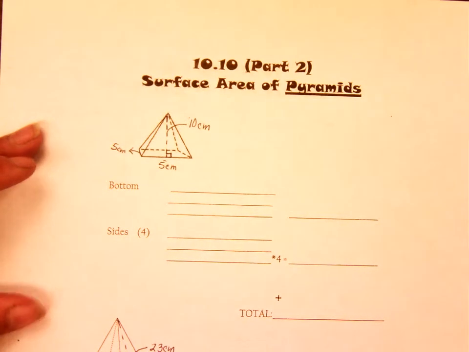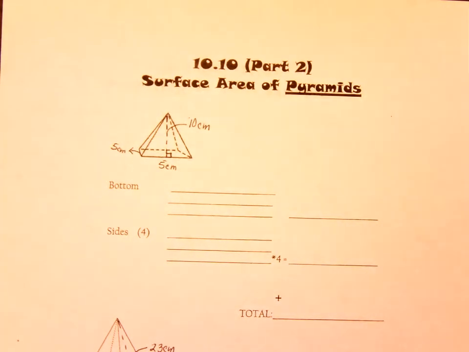Okay, so today's lesson is 10.10, part 2 and part 3. So we're going to look at part 2 first, surface area of a pyramid.